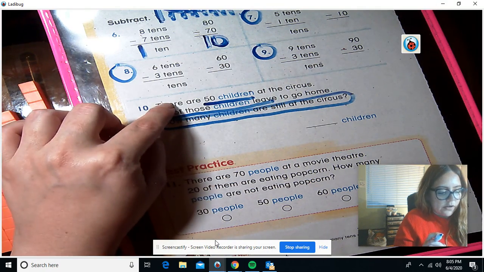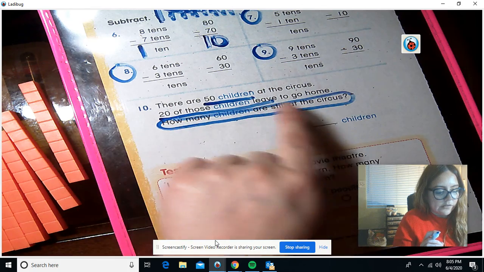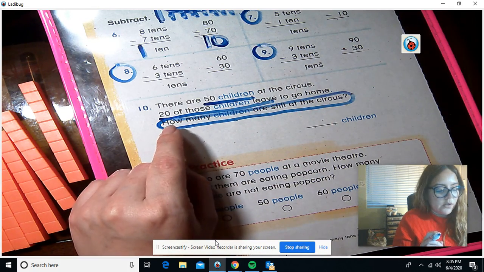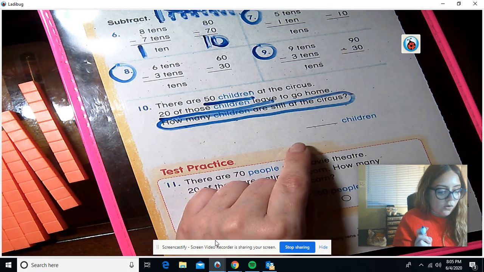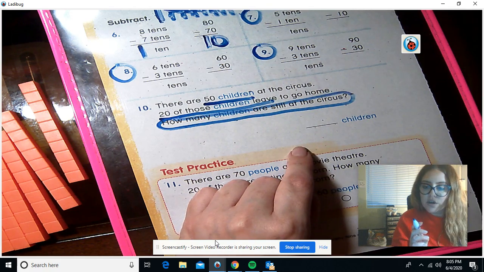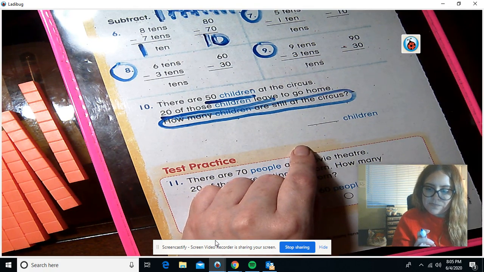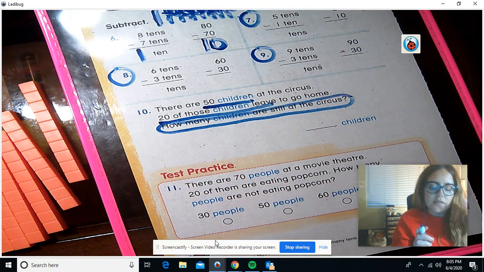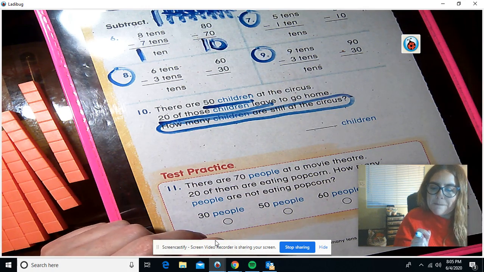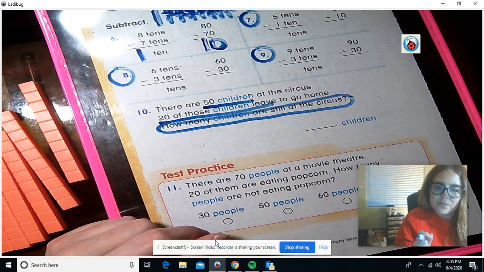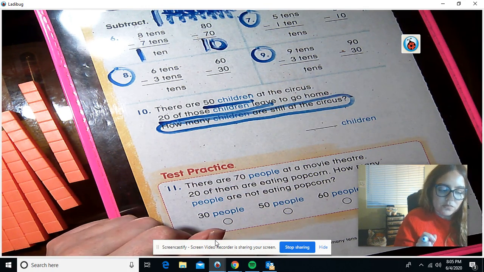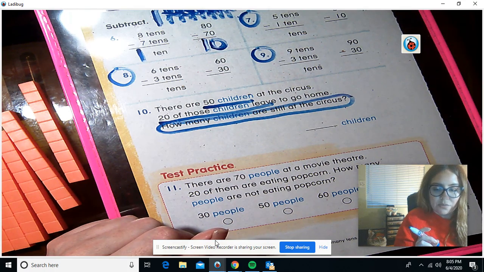It says, there are 50 children at the circus. 20 of those children leave to go home. How many children are still at the circus? What words gave you some clues here? I'm going to give you a second to think about it. I want you to think.